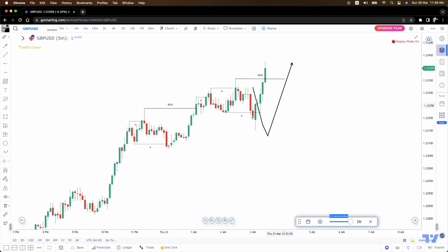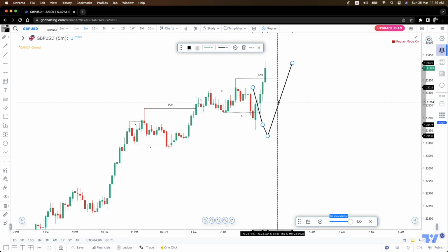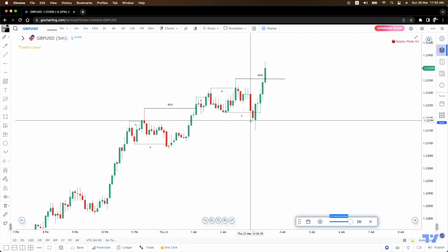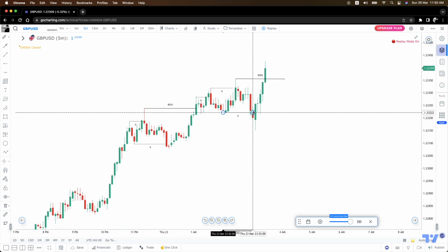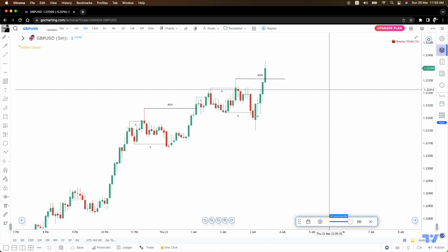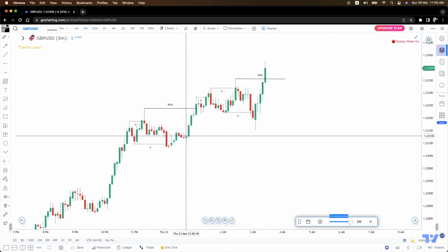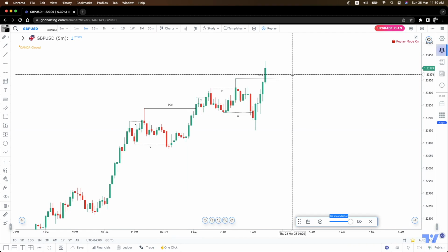So let me see, and just continue doing. Look at that. Market actually did induce. If you look at that, market did take the liquidity. Actually, it did induce right there. It went a little deeper, but never mitigated the order block right here. That's going to happen as well. Sometimes it's going to happen.